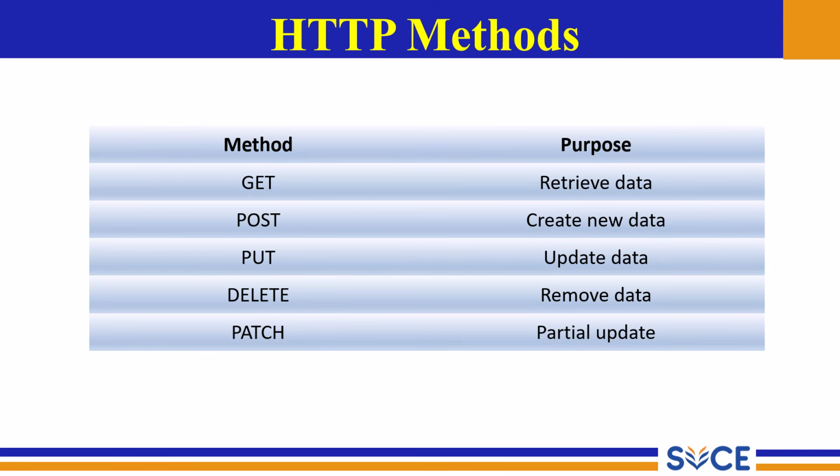The PUT method, which updates an entire record. The DELETE method, which removes data. The PATCH method, which updates only the selected fields. Students often confuse the PUT method and the PATCH method. Just remember, the PUT method replaces everything, but the PATCH method modifies only the required fields.